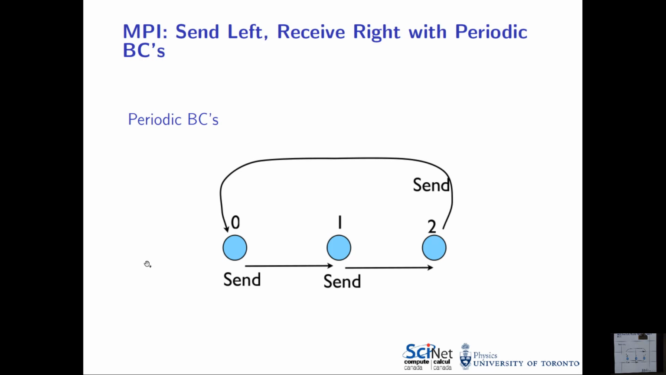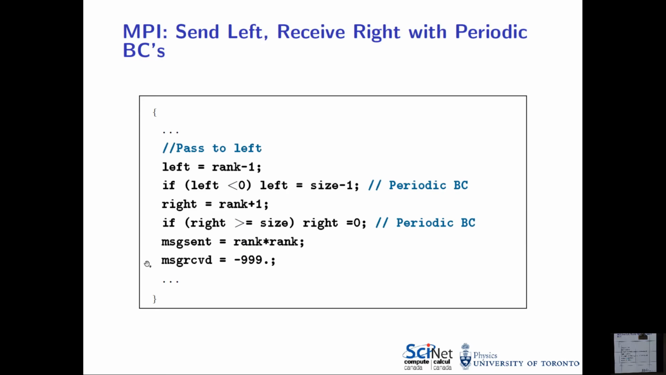Now let's add on something a little more complicated to try to complete the loop. So now we already have this code here, right? So all we need to do is put a little more logic so that instead of saying proc null, if we're at the end, we send that piece of information back to 0 to complete the loop. Okay? So it's emulate like a periodic BC type thing. So let's see how we would do that.